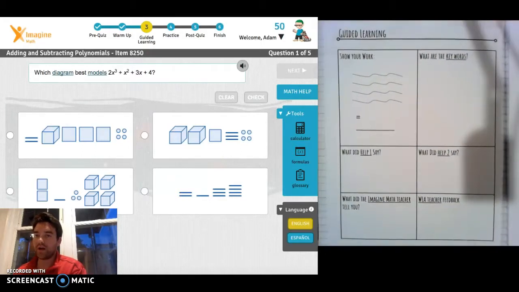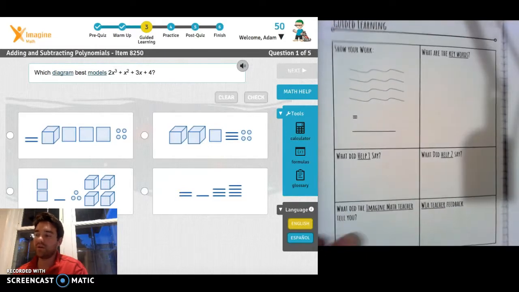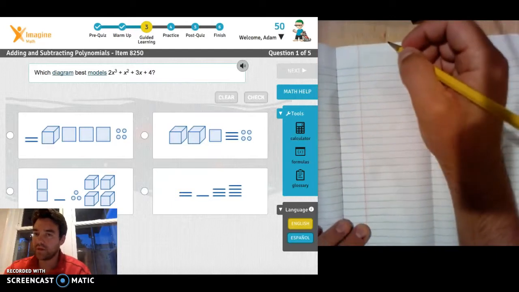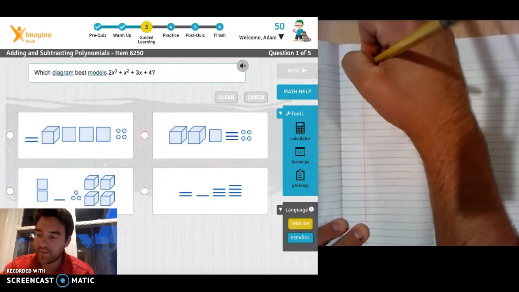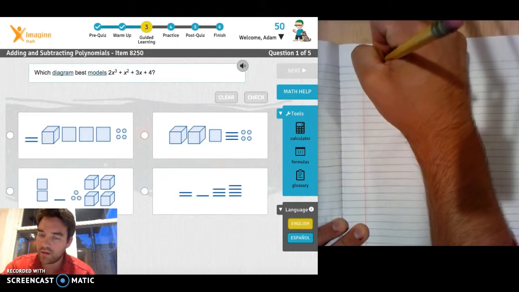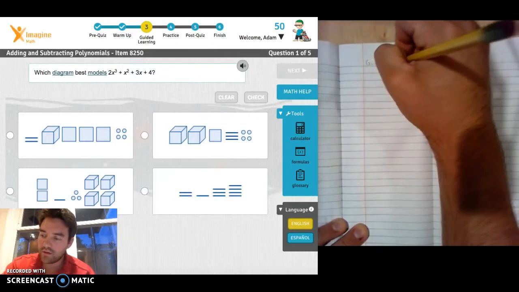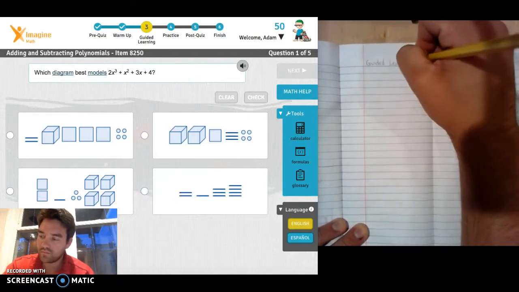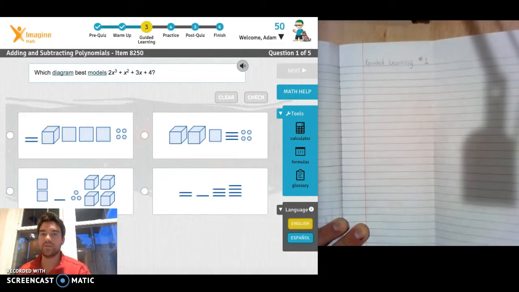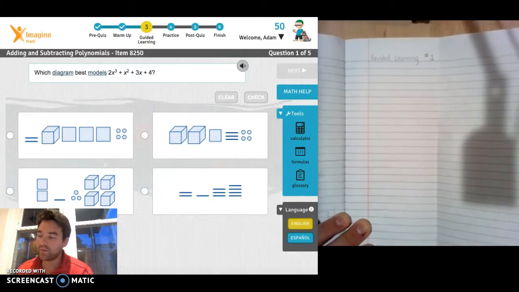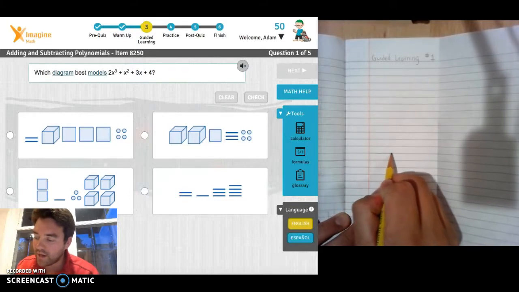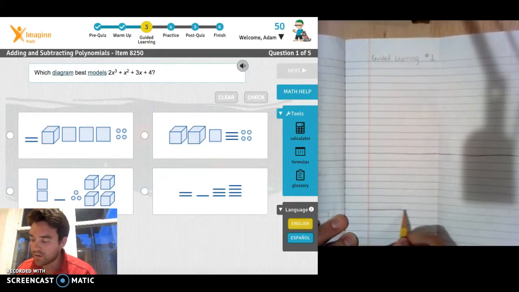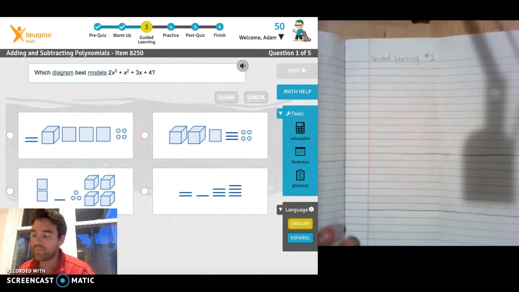So we're going to cut it in half, and then that bottom half is going to have a little bit more. So for guided learning, right at the top of your page, write guided learning. Number 1. This is the first question in the guided learning. Then about halfway down the page, draw a line across, and then another line about halfway in between.